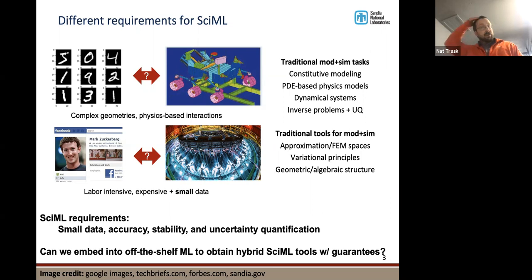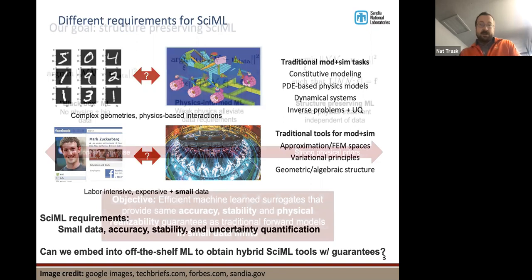We have things like variational principles that go along with finite element methods. And we also have more subtle geometric and algebraic structure that's typically very important to preserve in the forward simulation world, right? So we have these unique requirements: small data, we need accuracy, we need stability. And so what we'd like to do is develop some sort of hybrid version of traditional machine learning with these, as a way to assimilate these engineering requirements.